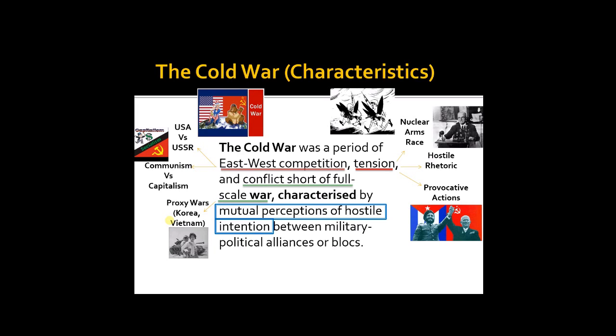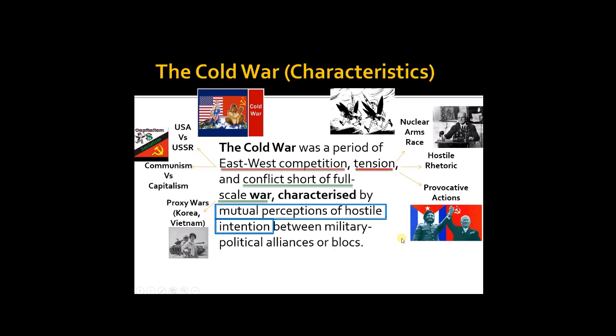It basically means how the superpowers saw one another. Throughout the course of the Cold War, both superpowers were very inclined to judge one another's actions as hostile, basically provocative actions, actions that were not mutually beneficial to one another. So, for example, something the USA did would have been seen by the Soviets as threatening or hostile towards their own security.